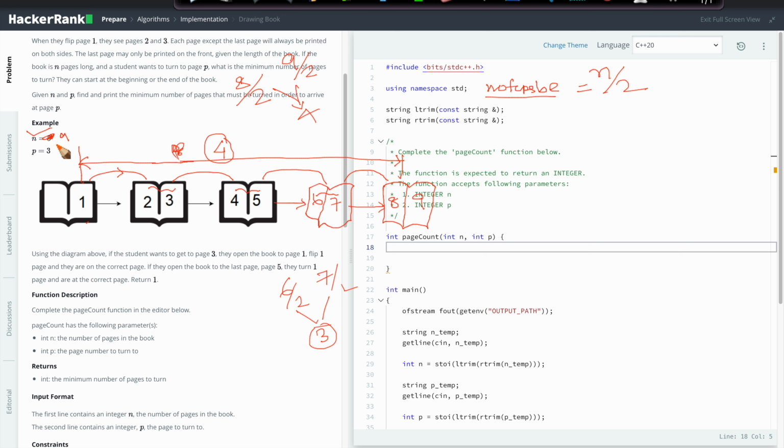Now come to p. We can say p can be given anything in between this start and end. Suppose p is given here. Let's say p is given here.